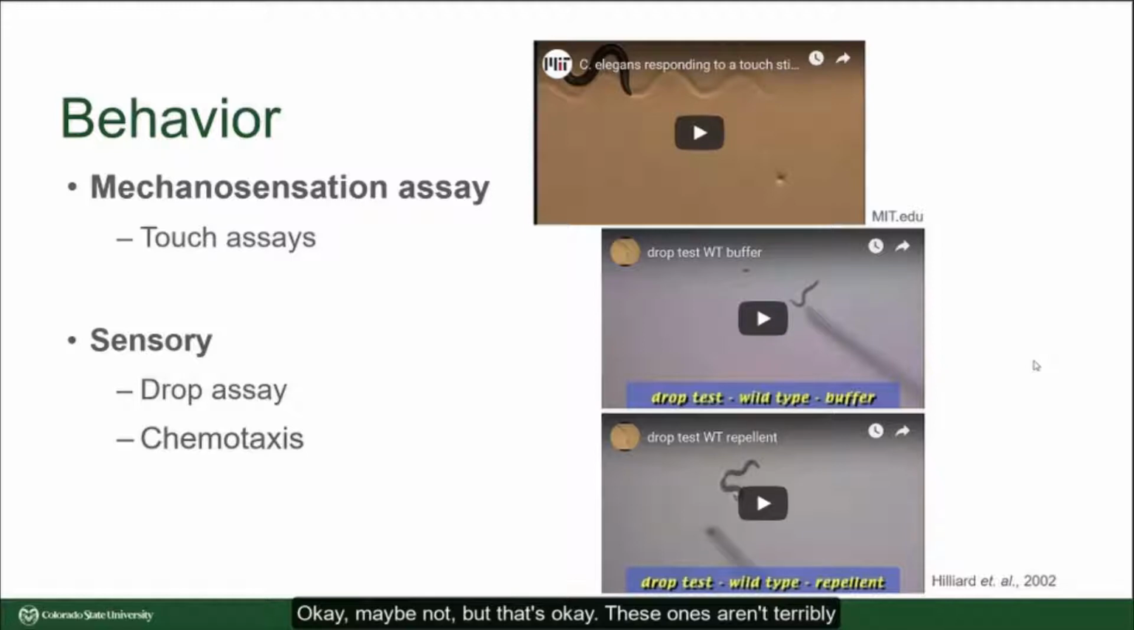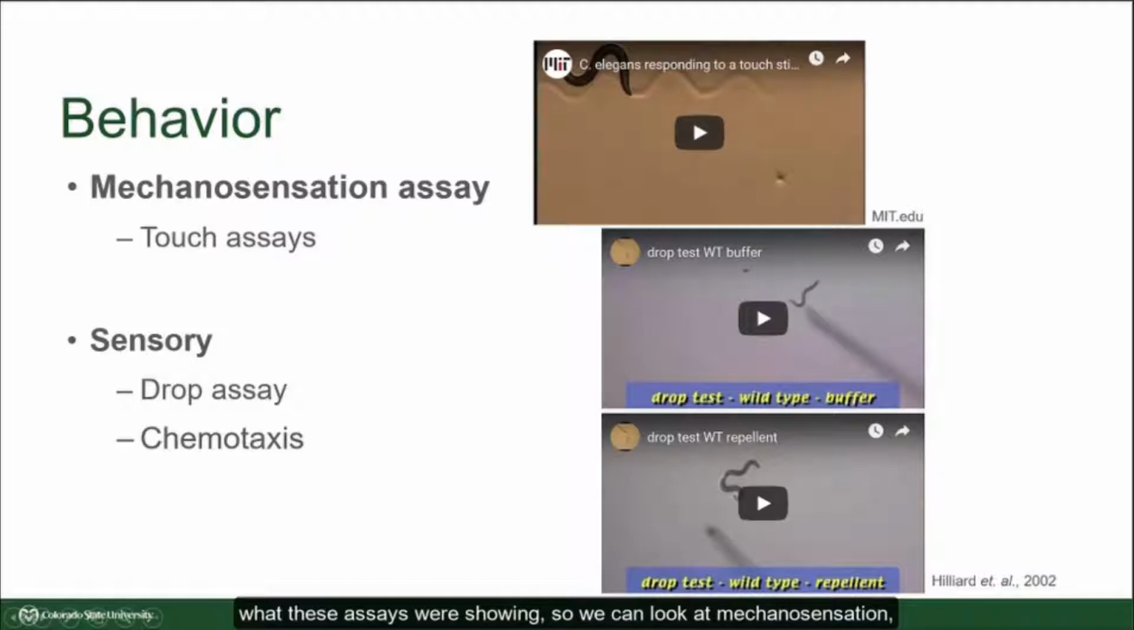Okay, maybe not. But that's okay. These ones aren't terribly interesting. One actually had a really annoying voiceover that I ended up playing. So that actually kind of worked out. But I'll touch upon what these assays were showing.